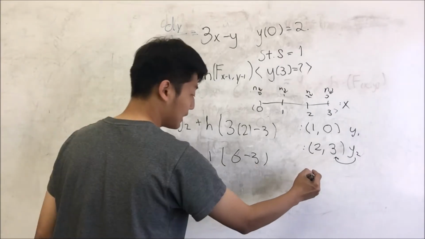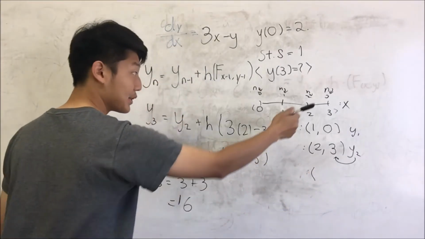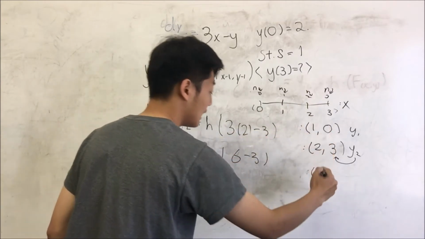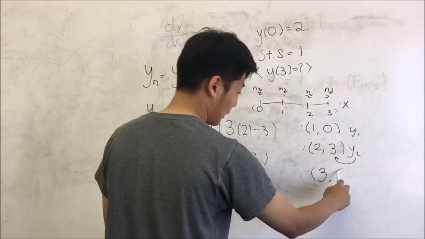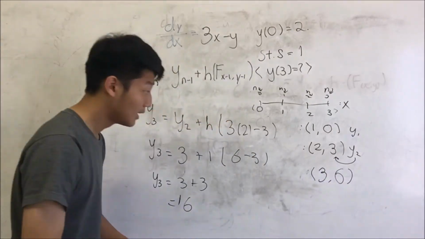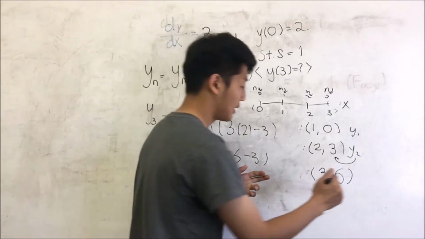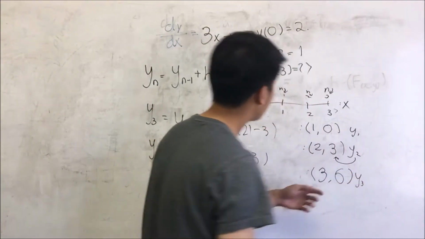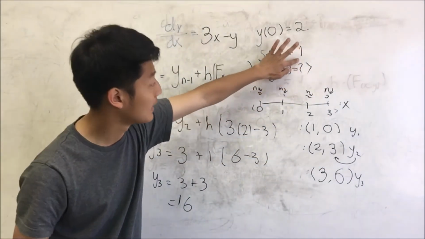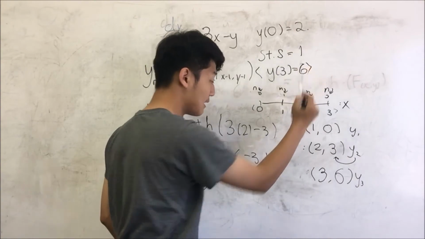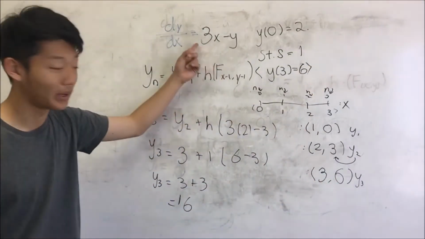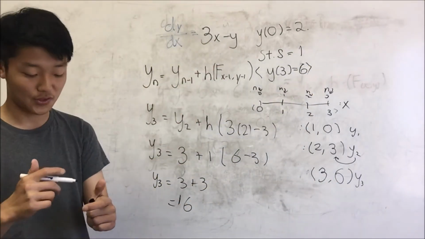Now, I'll just write it to show you guys. So we solve for n3, which is x equals to 3, and we solved for this as a 6. So this is y3. And the answer for this will be 6. Because we have solved for this through the Euler's method. This is how you solve for the Euler's method.